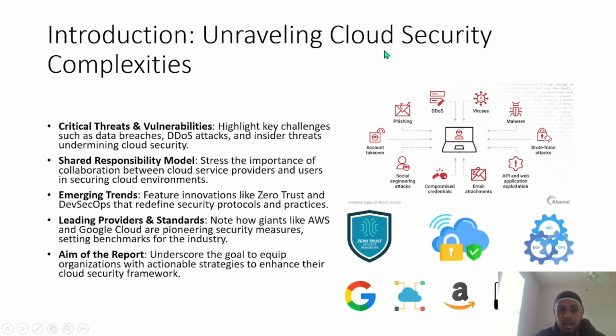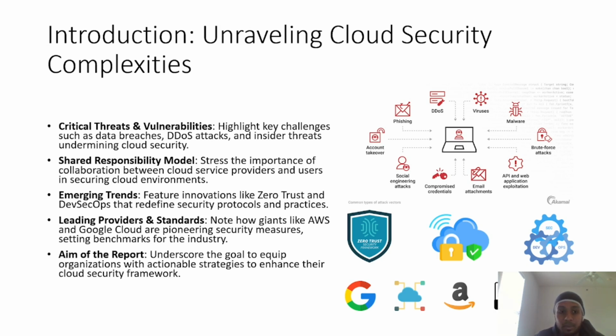That brings us to how complex cloud security can be, and in this assignment, we try to research and analyze to unravel those complexities. We see how critical the threats and vulnerabilities are, such as distributed denial of service attacks, data breaches, insider threats, and ransomware attacks. Furthermore, we see how important it is to think about the shared responsibility model, not allowing security overlaps to harm the security posture of cloud environments.